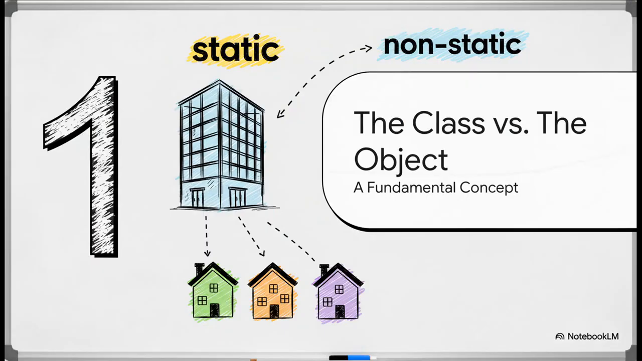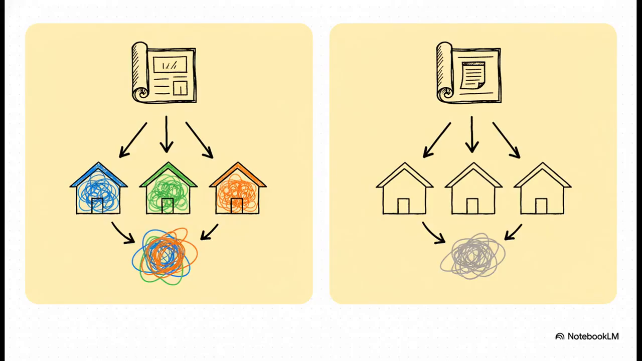Okay, so before we can really get our heads around static, we have to back up just a tiny bit. We need to be super clear on one of the most fundamental ideas in all of Java: the difference between a class and an object. They're related for sure, but they are not the same thing. Getting this down is key. And this is really the best way to think about it.